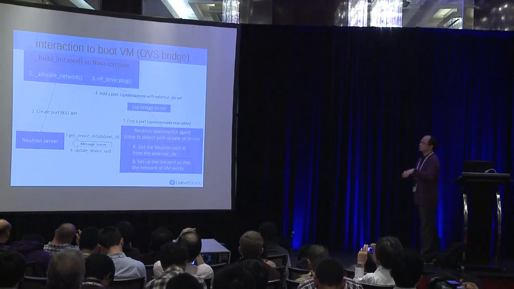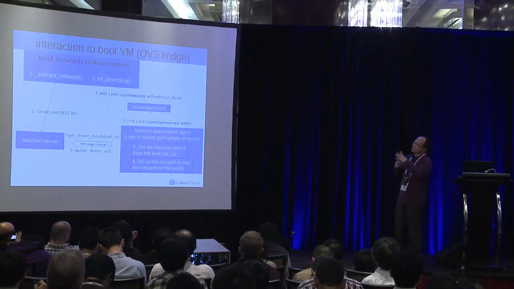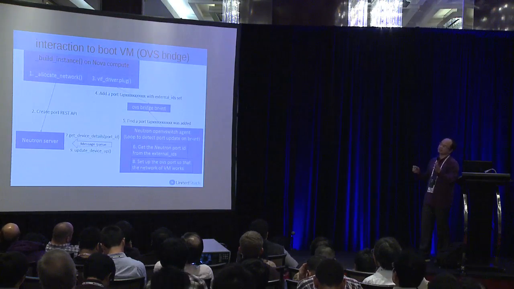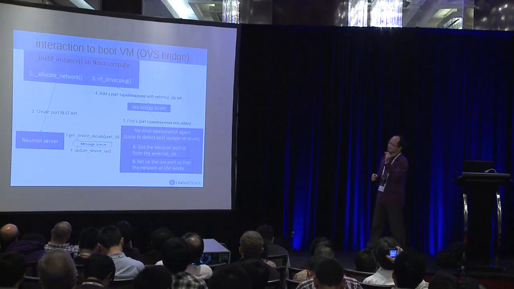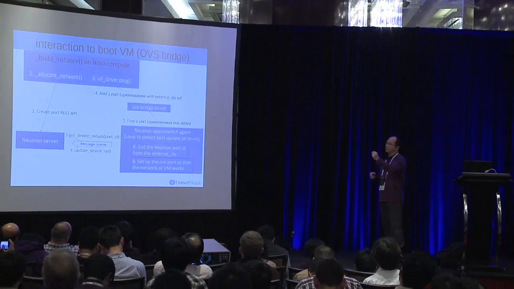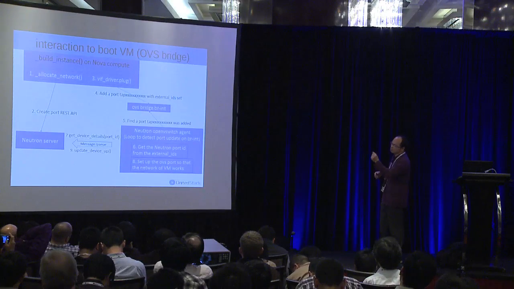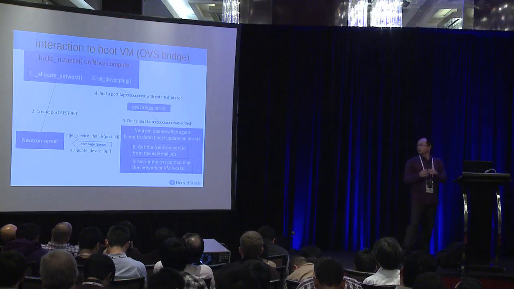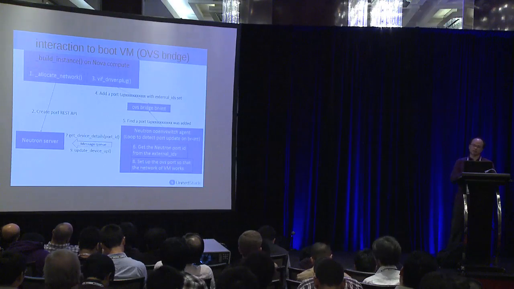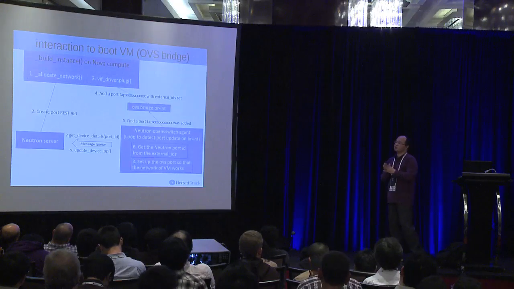Okay, this is the message flow when we put a virtual machine on our cloud. Somewhere in the core stream, the Nova compute's build instance function will be called. In this function, allocate network will be called. The allocate network will call the Neutron server's create port REST API. Once the Neutron server receives the API request, the core plugin will create the port resources on the plugin side, and then the port information will be returned to the Nova compute.